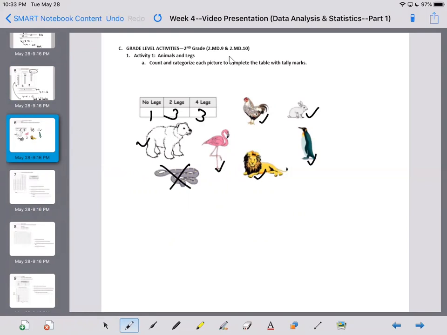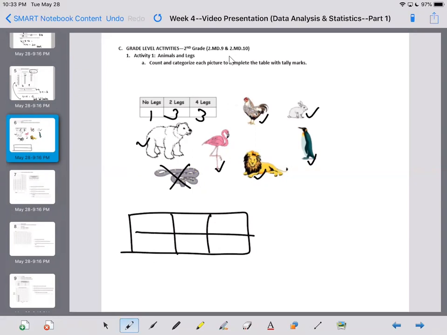So we can write the number in. We could also use tally marks. So with the no legs, we could put 1 tally mark. With the 2 legs, we could do 3 tally marks, and the 4 legs we could use 4 tally marks. And then of course we would discuss with students that when we get to 4, the conventional way to do that is to slash through to represent 5.